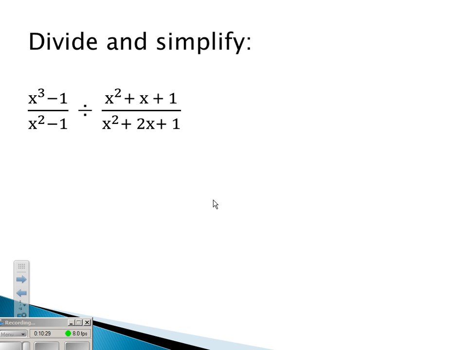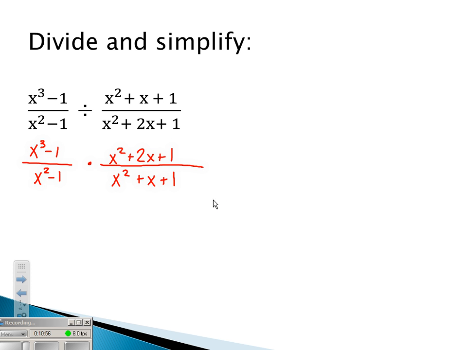Okay, that's what this next one is having us do. So let's take a look at a division. First, I'm going to do my reciprocal of my second one. So leave that and flip this. So the x squared plus 2x plus 1 is now the top. X squared plus x plus 1 is now the bottom.